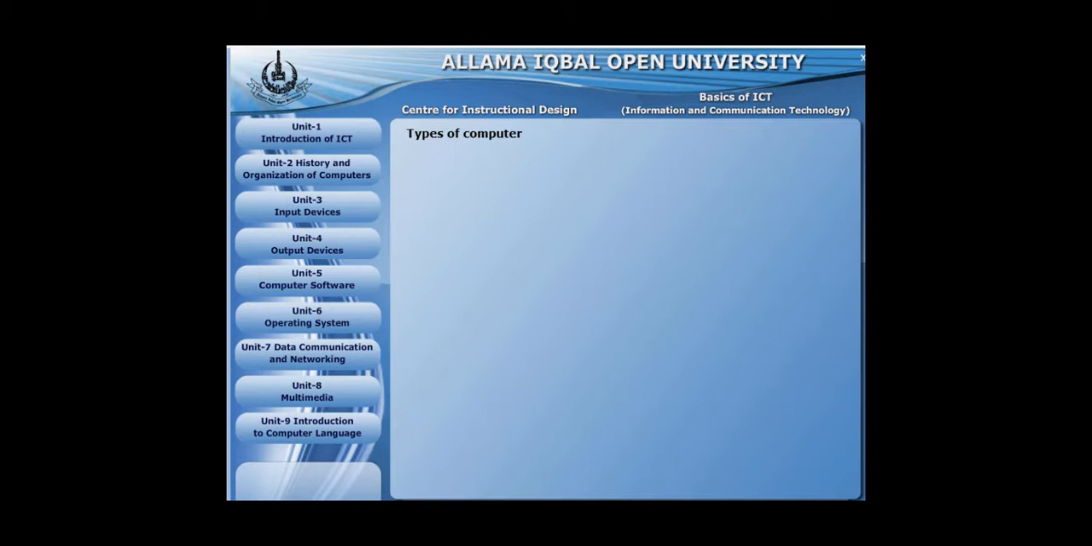Third type of computer is a hybrid computer. It has features of both analog and digital computer. Hybrid computers are used in specialized applications where both kinds of information are to be processed. These are used in air defense control systems and biochemical industries.